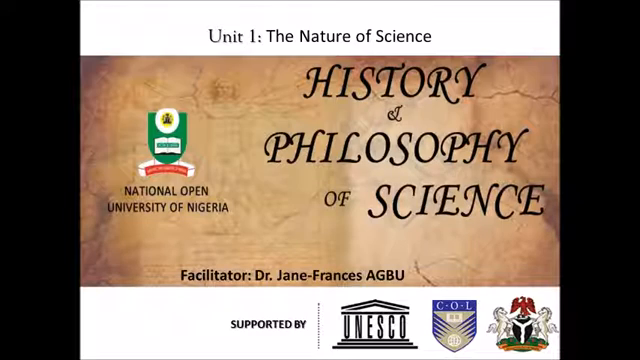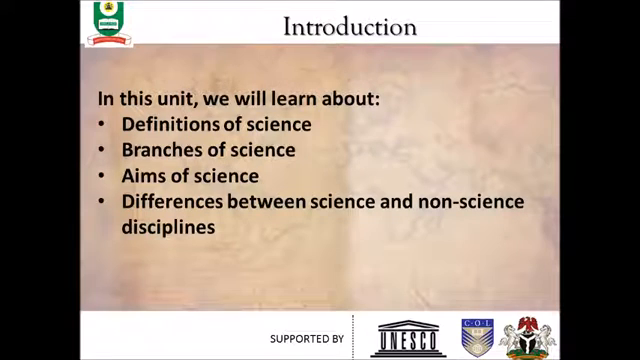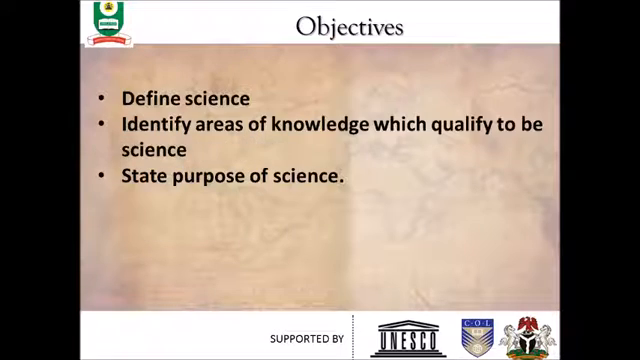This lecture focuses on various definitions of science, branches of science, aims of science, and differences between science and non-science disciplines. At the end of this lecture, you should be able to outline at least 3 ways of defining science, identify the areas of knowledge which qualify to be science, state briefly the purpose of science.